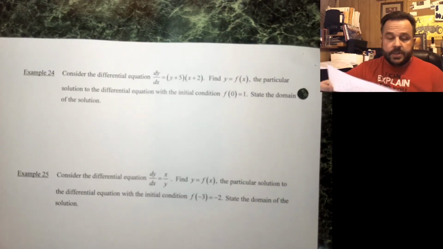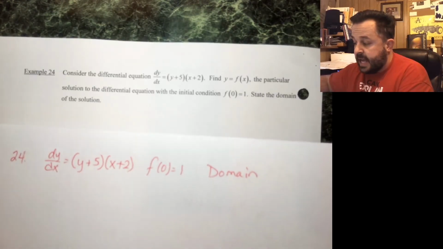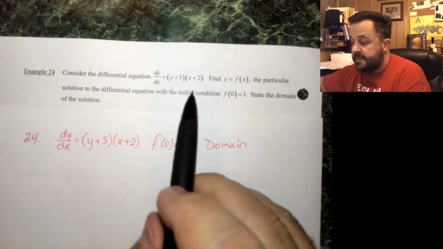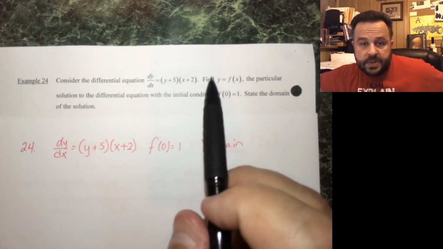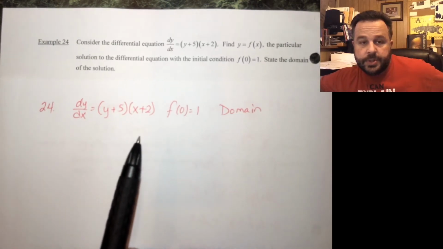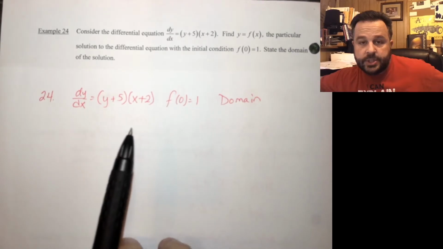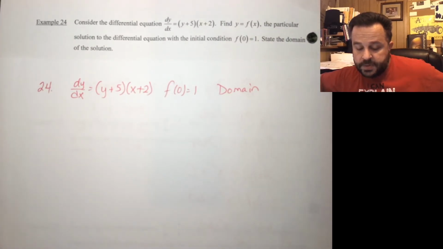It says consider the differential equation dy dx is equal to y plus 5 times x plus 2, and again a function in y times a function of x. So this is separable. Find y equals f of x, the particular solution to the differential equation with initial condition f of 0 is equal to 1. State the domain of the solution.